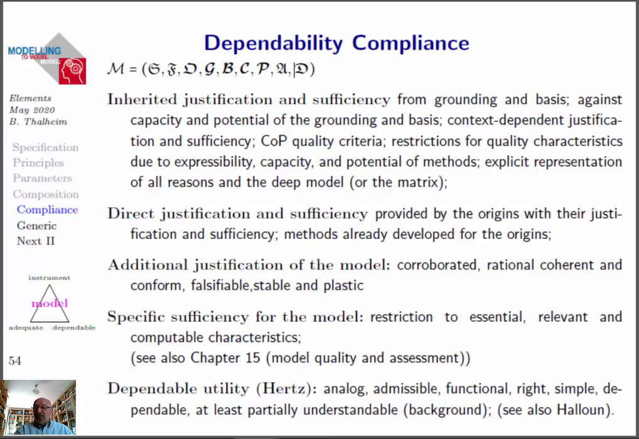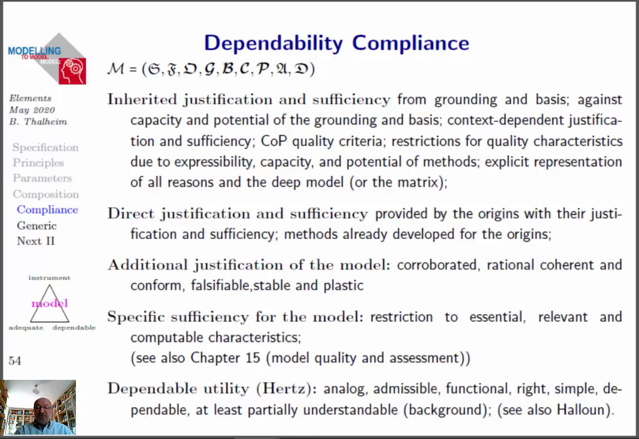We will later call these underpinnings the deep model, or if we integrate also the Mould, the matrix. Then we have a direct justification and sufficiency provided by the origins. The origins have their justification and their sufficiency, and we have already used a number of methods for the origins. So we should know this, and then in this case we can directly inherit whatever is given by the origins. Furthermore, we need an additional justification of the model. I will come to it in the next slide.